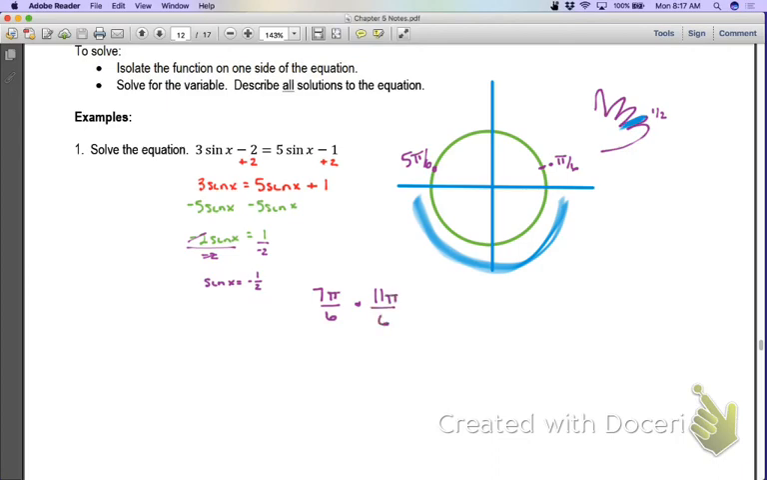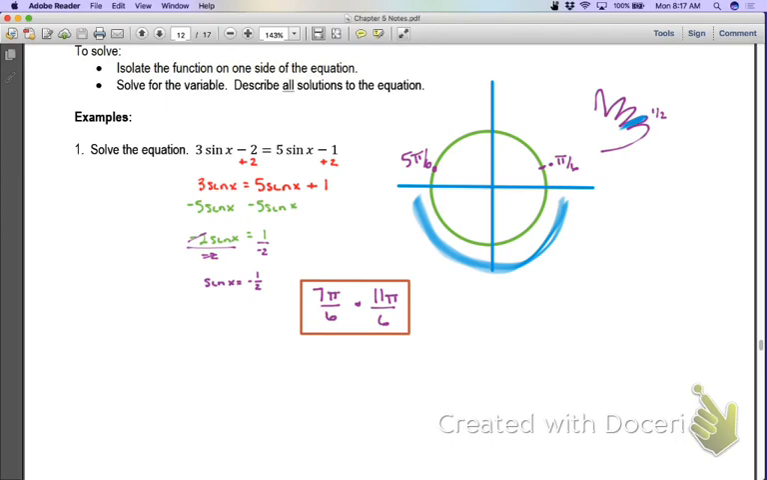7 pi over 6 and 11 pi over 6. If you need to draw out the unit circle, or you need to go back and look at the unit circle, that's fine. Do that. It's completely up to you. Whenever it fits in the window of 0 to 2 pi, then 7 pi over 6 and 11 pi over 6 are your solutions.